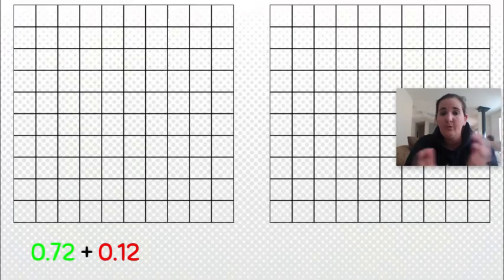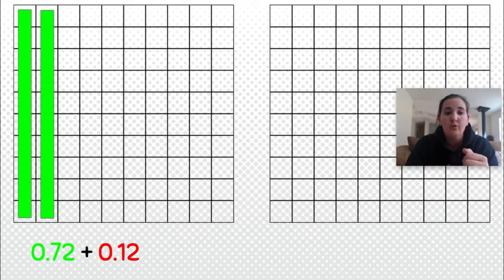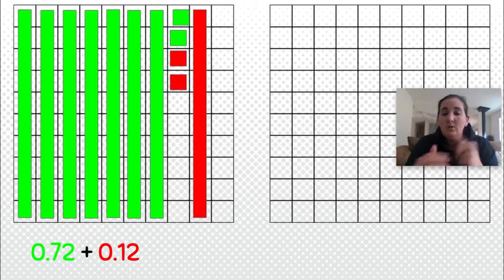The first one we're going to look at is 72 hundredths plus 12 hundredths. The very first thing I have to do is draw out that 72 hundredths. In 72 hundredths, I have 7 tenths, or 7 dimes if you want to think about it that way. So I have 1, 2, 3, 4, 5, 6, 7 tenths and 2 hundredths. Then I've got 12 hundredths. In 12 hundredths, or 12 cents, I would have 1 dime and 2 pennies. So I've got 1 tenth and 2 hundredths.